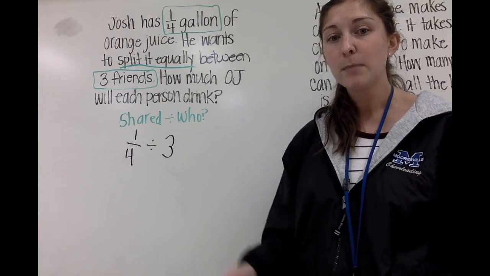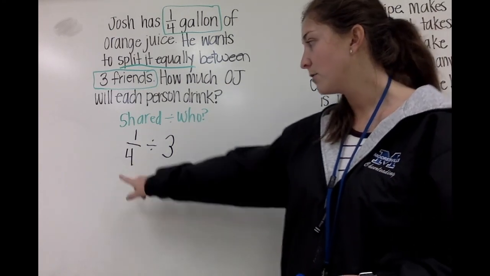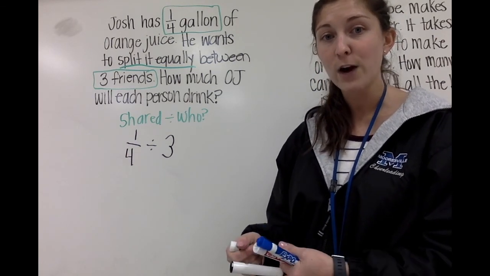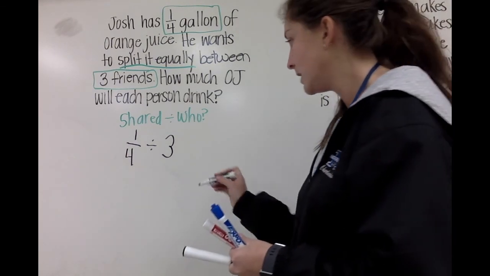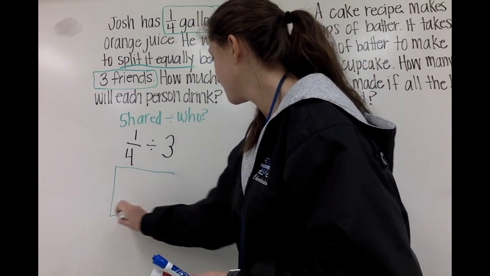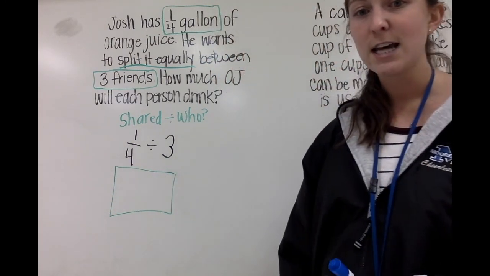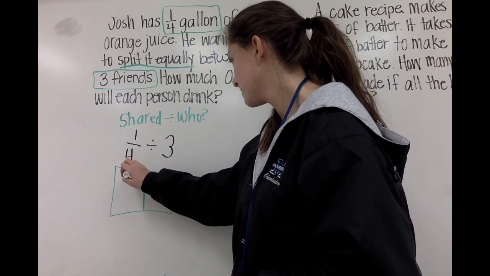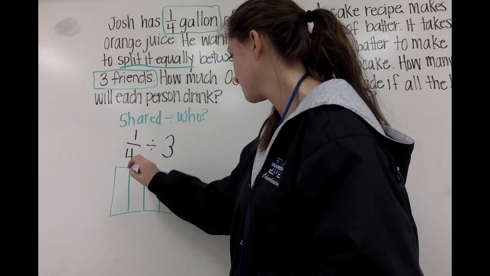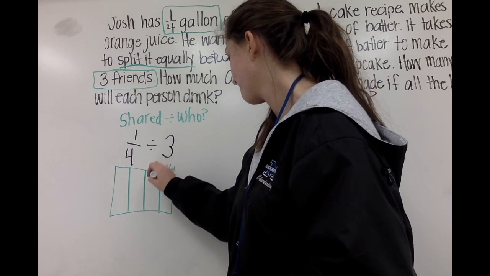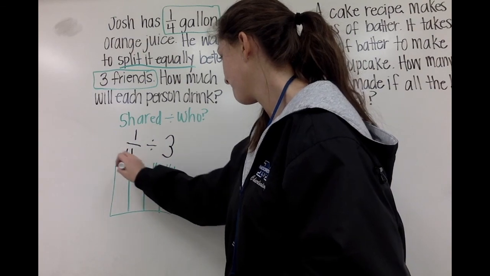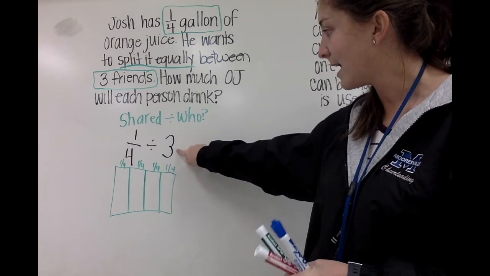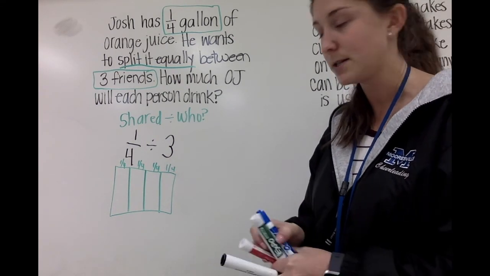If I'm looking to model this equation, I have to model the amount that I start with. I start with 1/4. 1/4 is a proper fraction. It's less than 1, so I only need 1 model. I do have to take that 1 model, though, and I have to break it up into fourths. Then I have to take each of those fourths and I have to break it into 3 pieces.